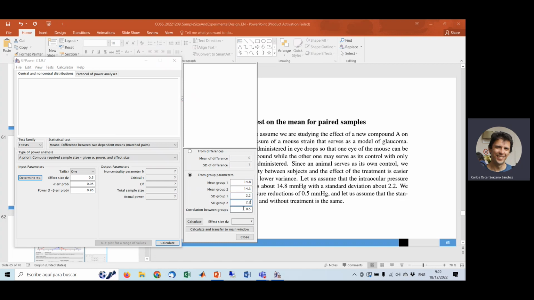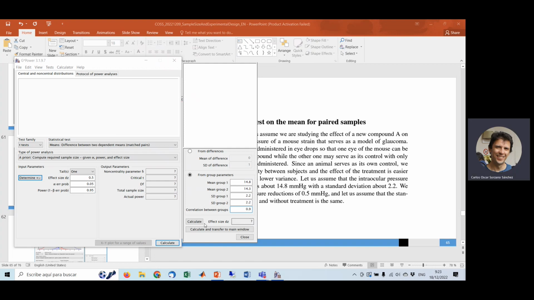Okay, so now correlation between groups. Even if it is the same animal, the two eyes may not have the same intraocular pressure. So let's say that this animal has developed glaucoma, but the pressure in one eye is not correlated at all with the pressure in the other eye. That would mean that the correlation between the two is 0. But this is quite weird. We would expect not to have exactly the same value, but probably a value that is rather similar between the two eyes. So let's say that this is 0.9.